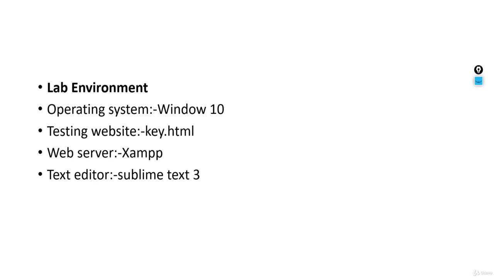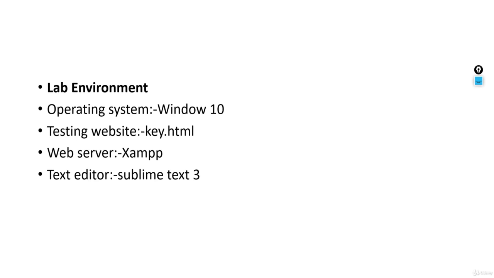So we have the lab environment over here. We'll be using the Windows 10 operating system. The testing website will be a copy of testphp.vulnweb.com, which is our test environment, and the web server will be XAMPP. We'll use the Sublime text editor to write our JavaScript code, and we'll also write our own PHP code in the Sublime text editor.